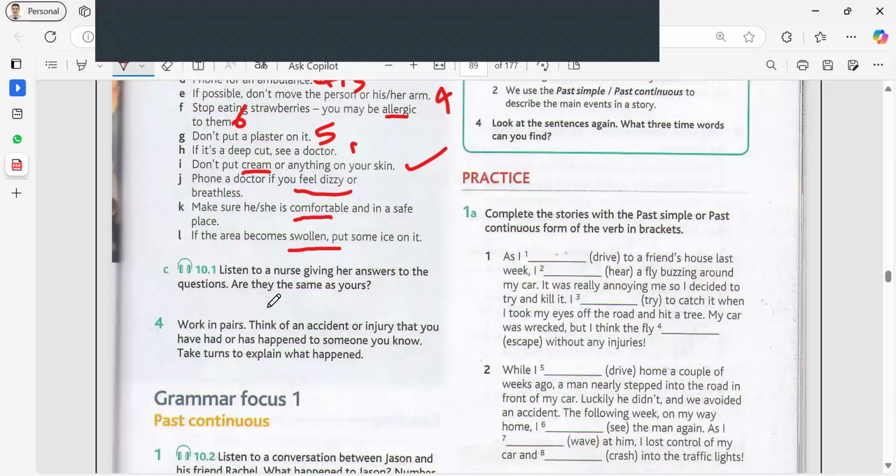Burn yourself. Swollen means منتفخ، ورمان. Oh, cut your finger. A bee stings you. Exactly, a bee stings you. Yes, thanks. Okay.